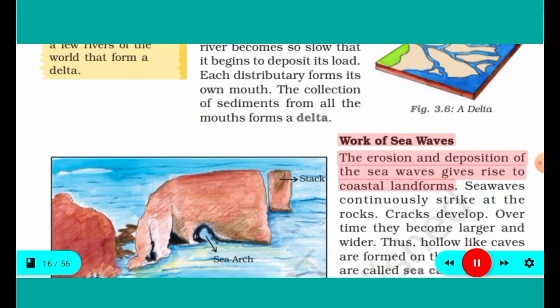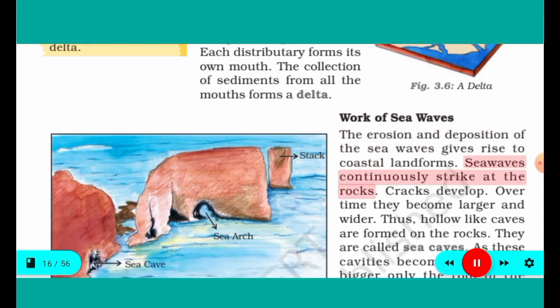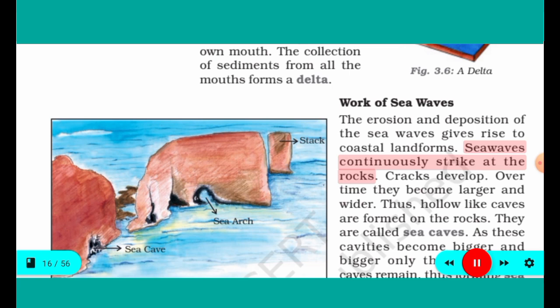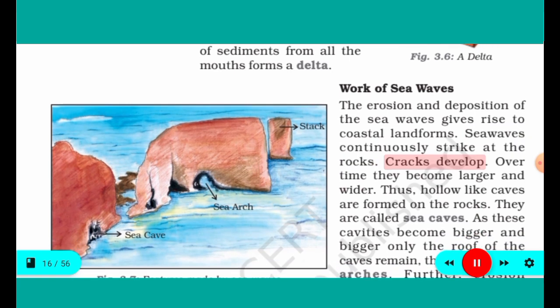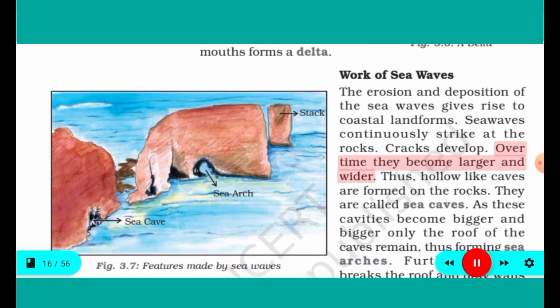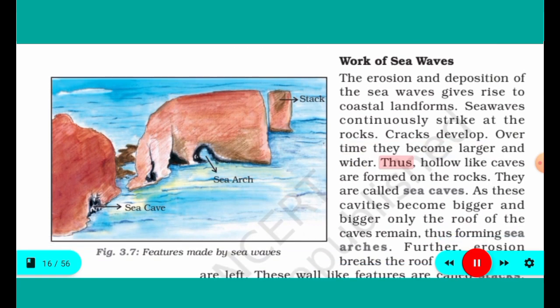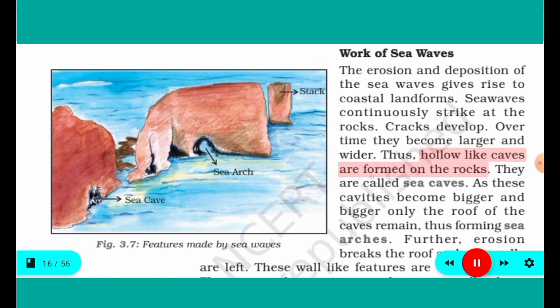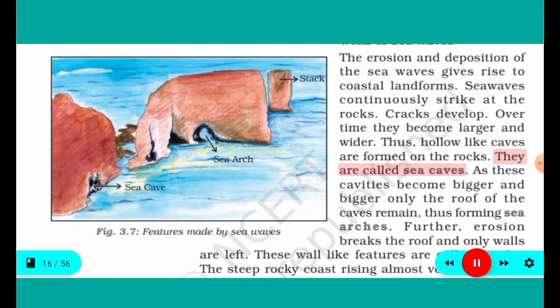Work of sea waves. The erosion and deposition of the sea waves gives rise to coastal landforms. Sea waves continuously strike at the rocks. Cracks develop. Over time they become larger and wider. Thus, hollow-like caves are formed on the rocks. They are called sea caves.